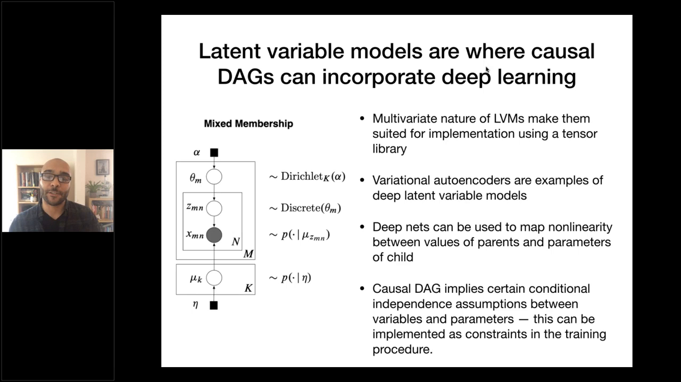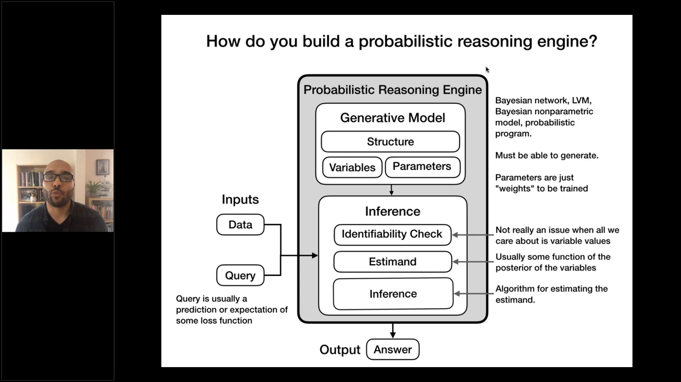So if we go back and look at what it means to build a generative model, a probabilistic reasoning engine, it actually looks a lot like our causal model. The only difference from what we saw before is rather than assumptions, we have a stronger model that can generate data. So our generative model here could be a Bayesian network, a latent variable model, a Bayesian non-parametric model, a probabilistic program, just as long as it can generate.